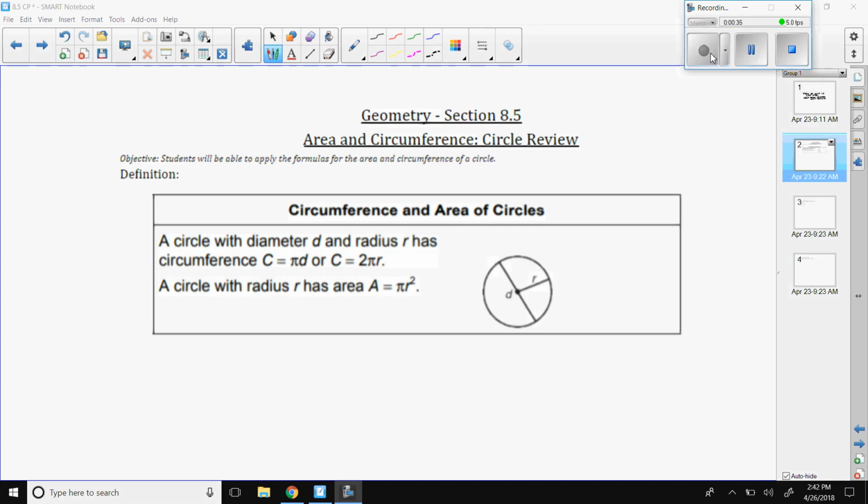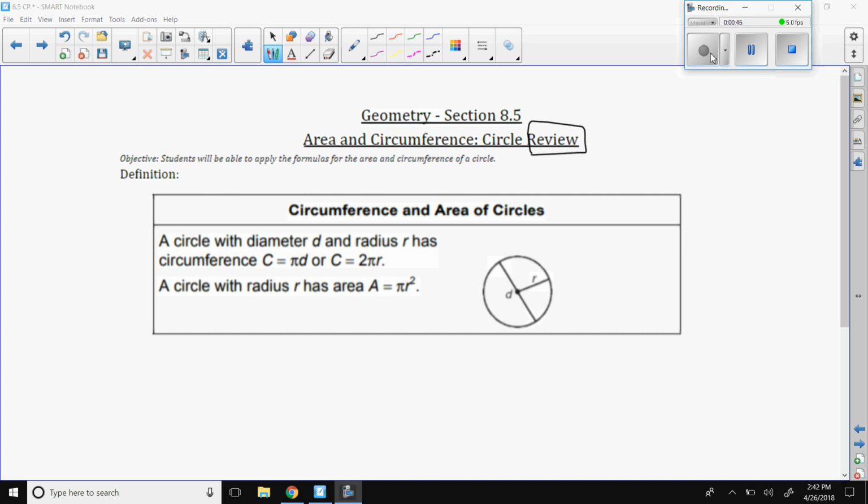Okay, so you should have checked your answer. Now we're moving on to area and circumference for our circle review. We've talked about circles before. Okay, see that this is a review. We've looked at circles before, so this is why this is all filled in for you.